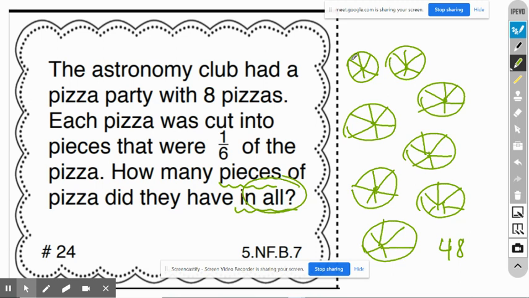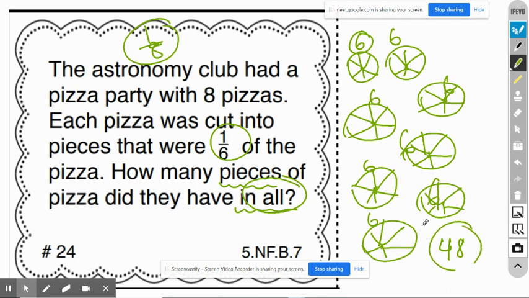Because like I said, instead of drawing, because this can get hard to count, right? You can tell that when you cut into six, you got six slices there, right? Usually we cut pizza into eighths, but they cut it into six, so the slices are a little bit bigger. So six and six and six and six all the way is 6 times 8, which is 48.